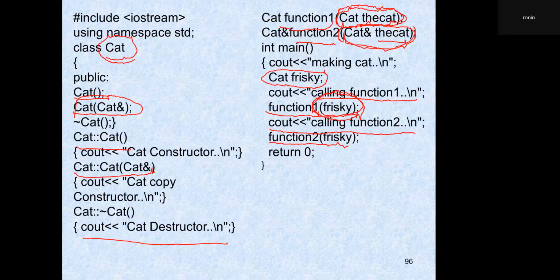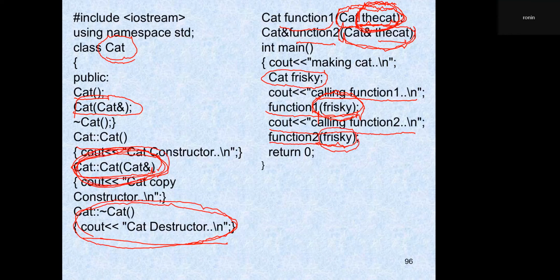Function one is pass by value. That means it should pass a copy of Bresky. It would pass Bresky's copy to function one. When you copy Bresky, copy this object, it should call the copy constructor, this function. And when function one returns, this cat copy should be destroyed, and you should call the destructor. So when passing by value, we need to call this copy constructor. When passed by reference, we needn't call this copy constructor.